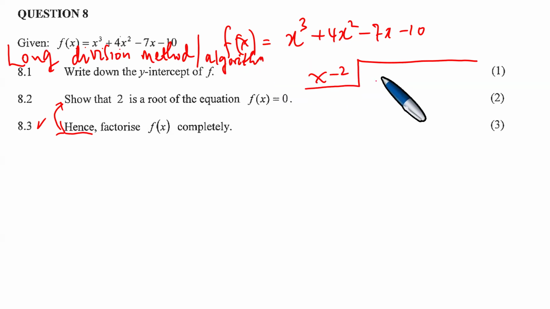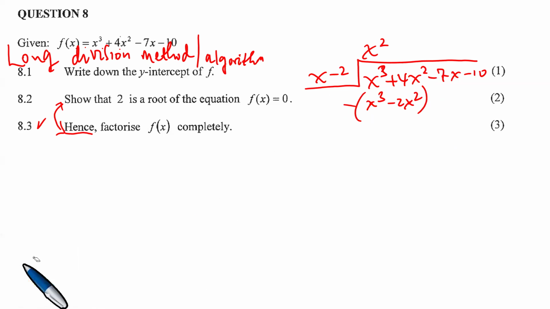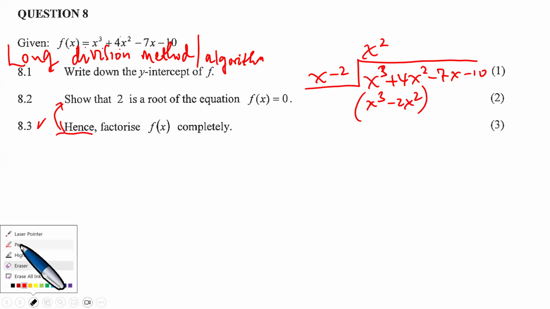x minus 2 into x cubed plus 4x squared minus 7x minus 10. So you have x cubed divided by x. What is x cubed divided by x? x cubed divided by x is exactly x squared. And x times x squared gives us x cubed, minus 2 times x squared is minus 2x squared. We introduce a minus outside the parenthesis, like so.